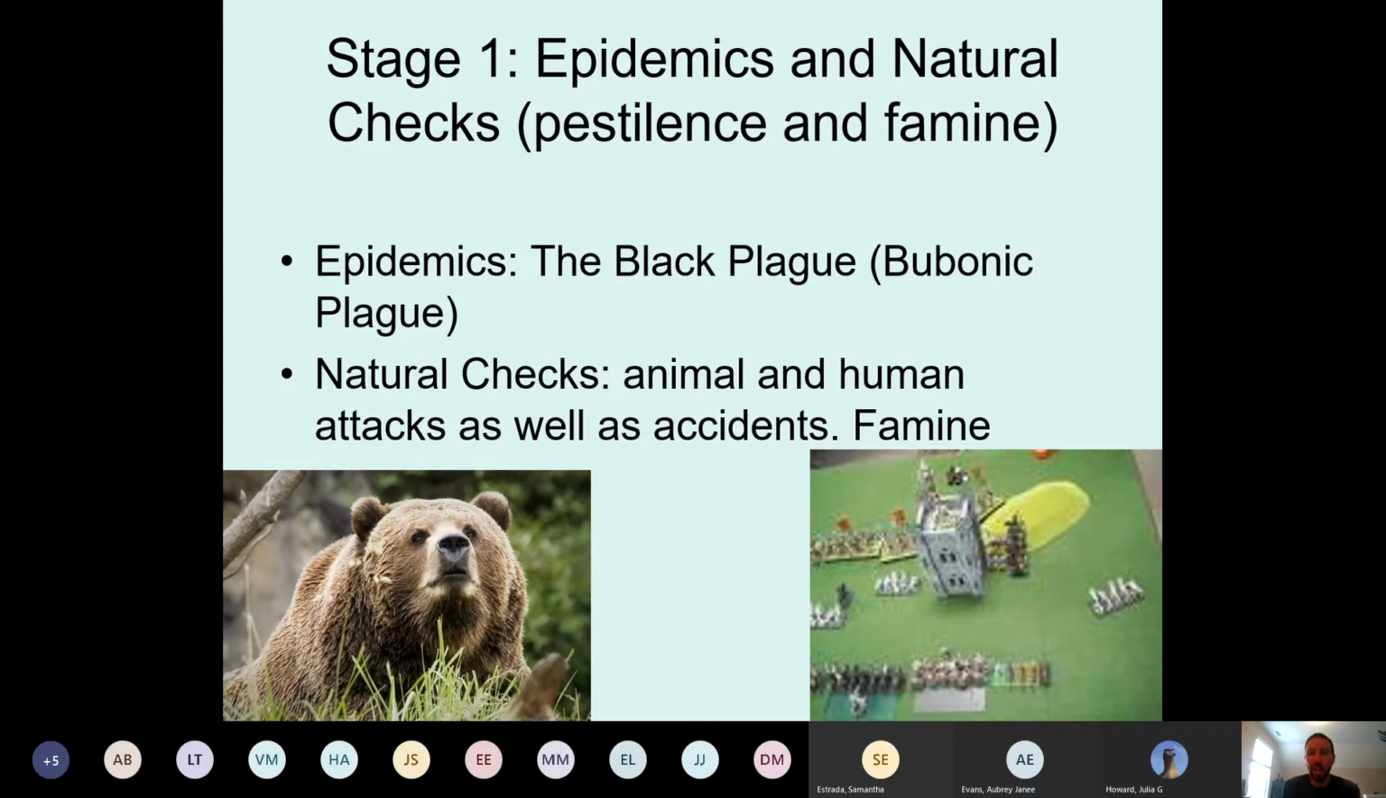So the first thing is that there are epidemics and natural checks, they call it. Pestilence, you have a swarm of bugs that comes and eats up all your crops, which causes famine. There's a lack of food. You have epidemics like the bubonic plague, the Black Plague, that hit Europe in the 1300s, where a third of the people died. And the natural checks is when people go to war, there's accidents, things like that. So we've already been covering this stuff, right? When we talked about why death rates are so high in stage one, we've already mentioned these types of things.